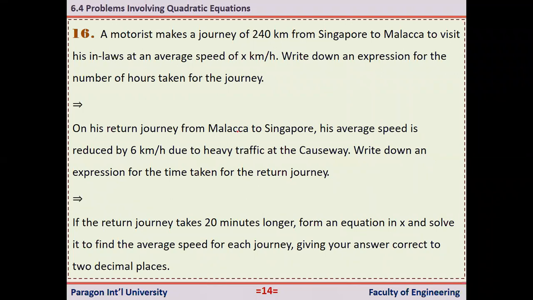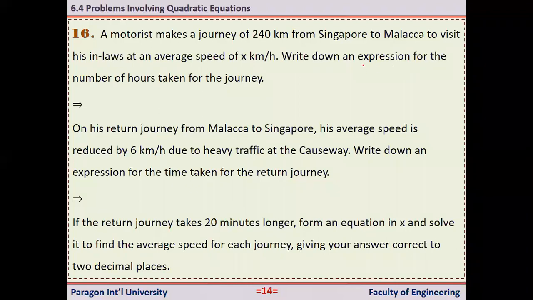In this video, we will solve question 16 and 18, and I will try to keep it short. In question 16, another example of a problem that leads to a quadratic equation. A motorist makes a journey of 240 kilometers from Singapore to Malacca to visit his in-laws at an average speed of x kilometers per hour.